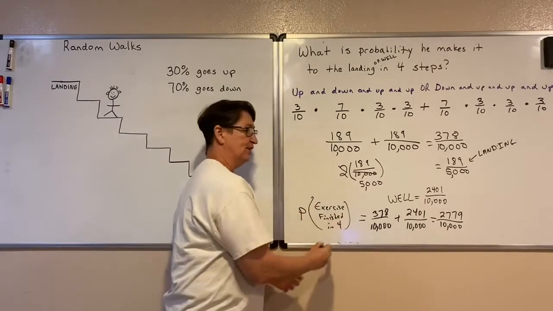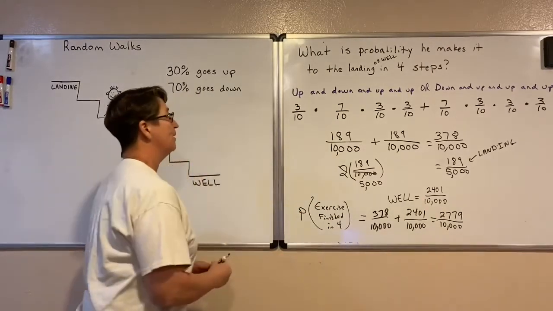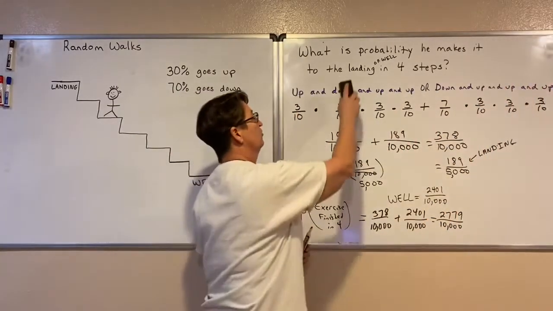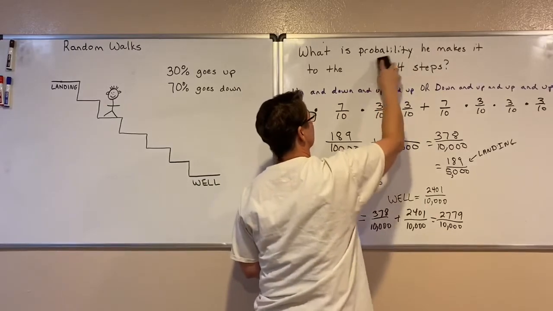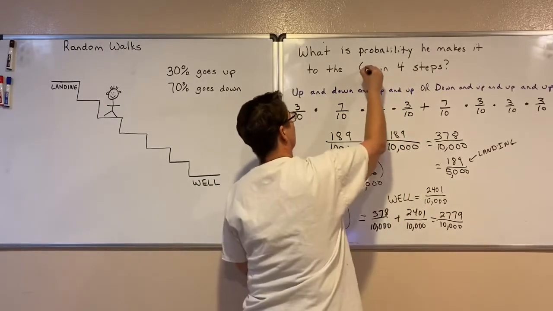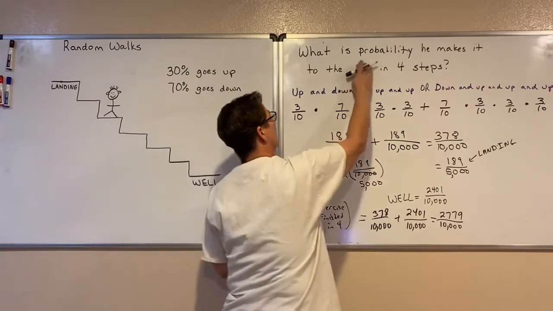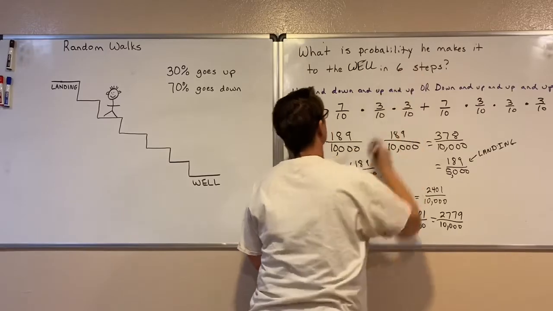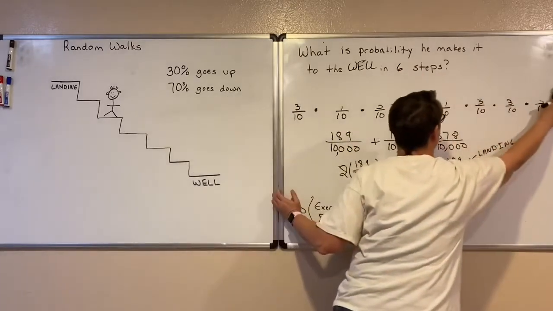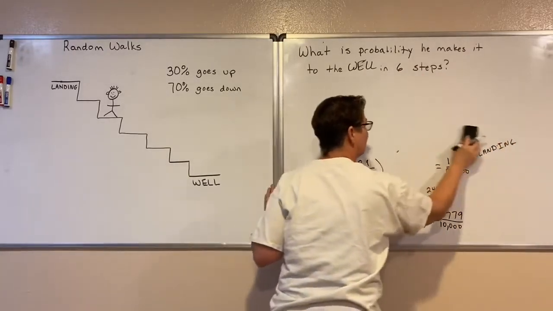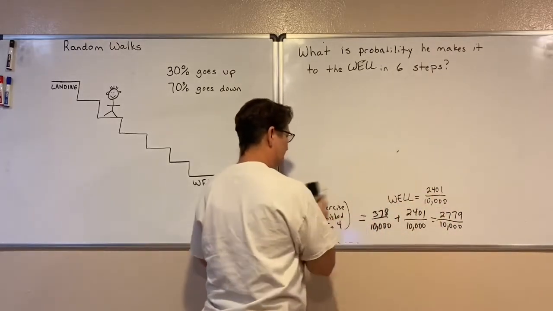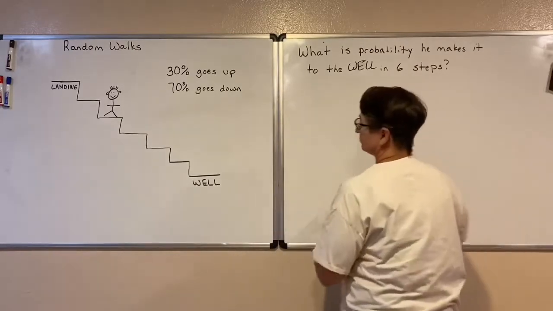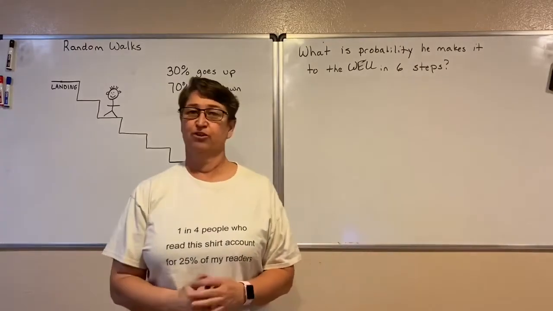Okay, let's change it up just a little bit. What about if he wants to work out for 6 steps and he wants to make it to the well in 6 steps? Then how could he make it to the well in 6 steps? Again, the best way to do this is to decide first in words how we're going to make it to the well in 6 steps. So let's do a little figuring here.